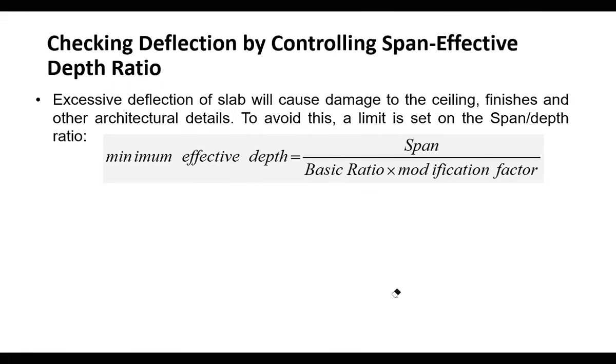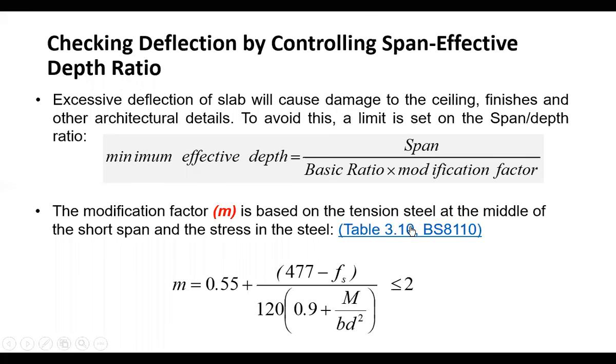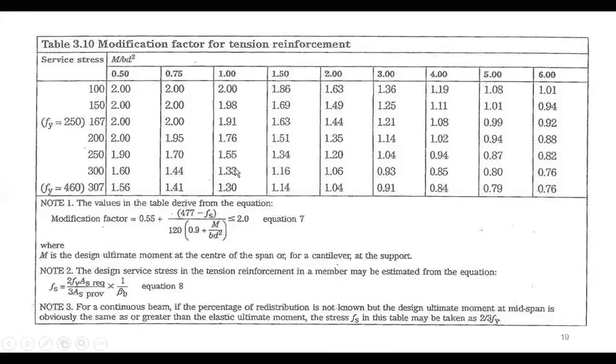Let's remove this one. Okay. Then to check the deflection, we have to get a value called modification factor. This modification factor we have to check. At the beginning, we assumed modification factor 1.3, but now we need to check how much is this real modification factor after we make our calculation and we got a depth and total H of the slab. To do this, we get this modification factor from table 3.10, which is this table.